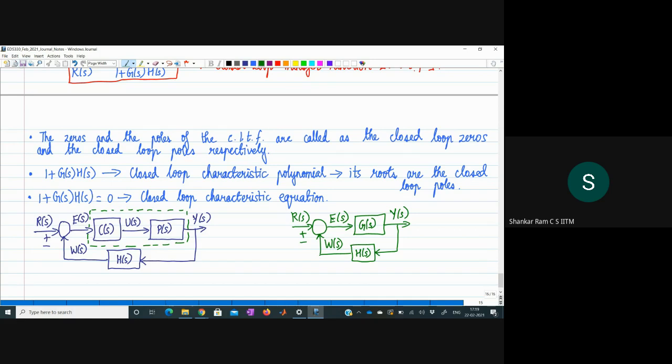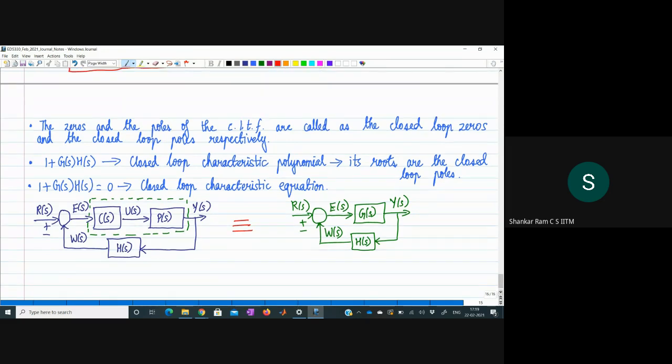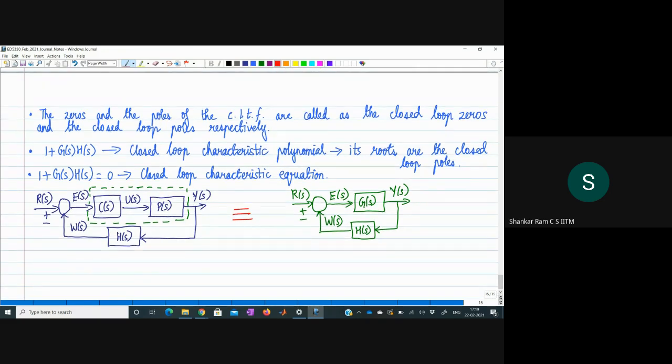All right. So this is an equivalent diagram. So we can see that these are two equivalent diagrams. The only difference is that we have replaced the C of S and P of S blocks that appeared separately before with one single block, which will be the G of S block. All right. So that's what happens in this case.